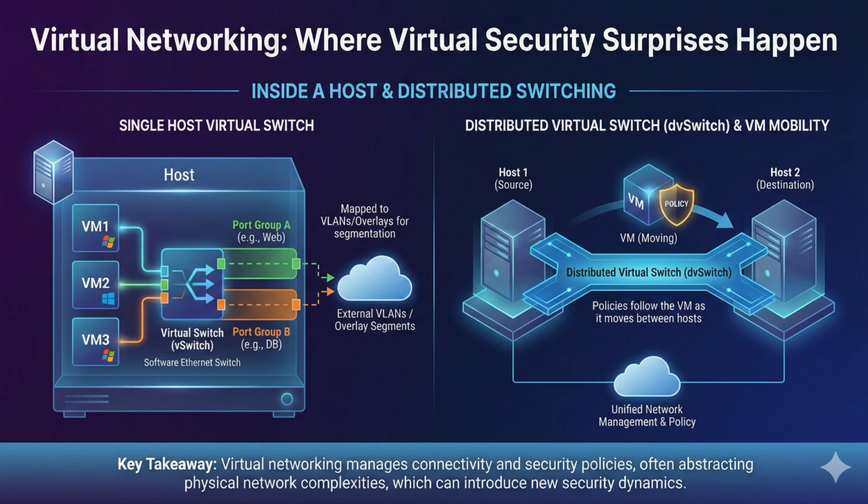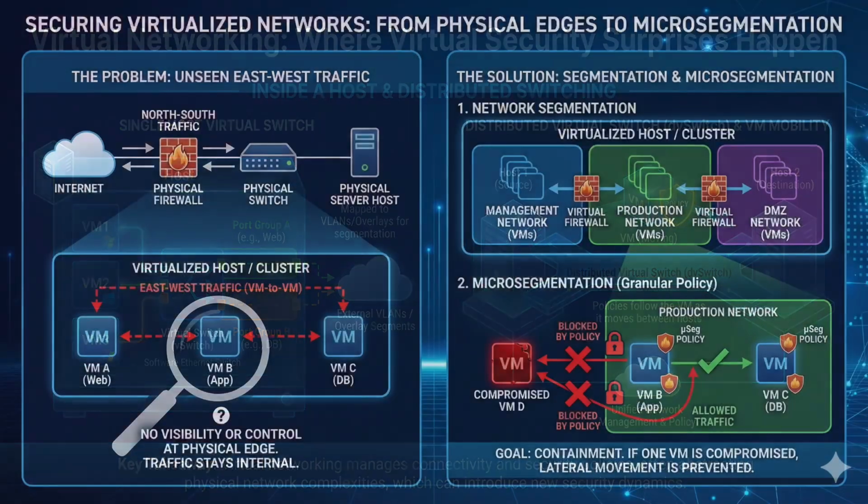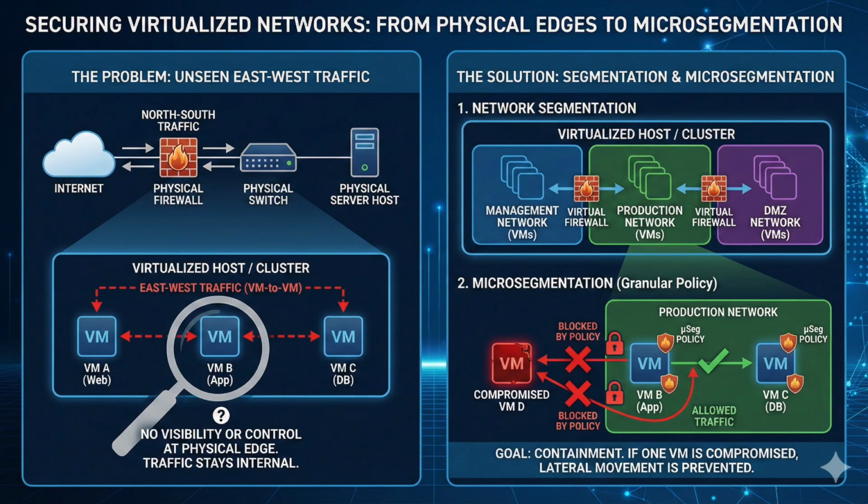Now, in a physical network, you might rely on a firewall at the edge, north-south traffic. In virtualization, a lot of traffic is east-west. VM to VM inside the same host or cluster. That traffic may never hit your physical firewall, so if you don't plan for it, you can lose visibility and control. So how do we apply security?